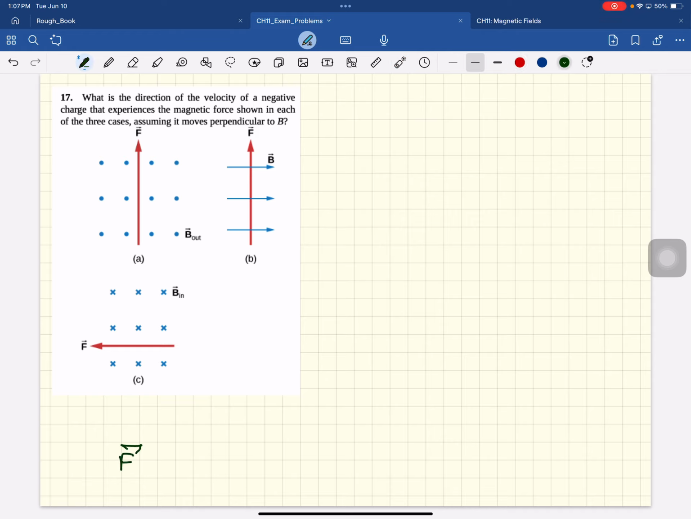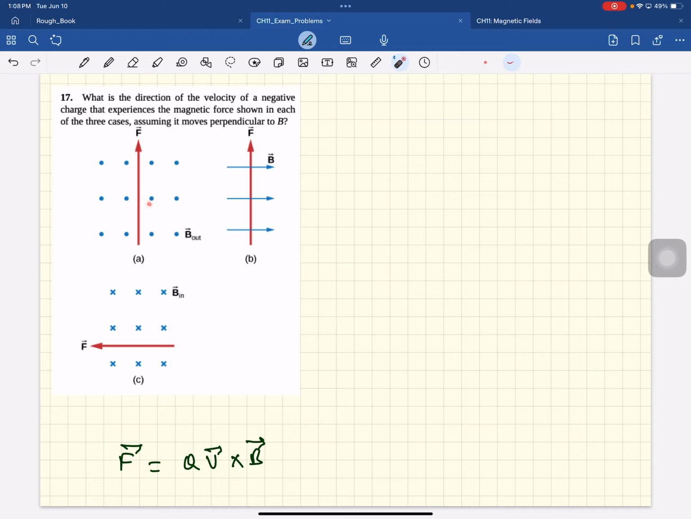The force on a charged particle is QV cross B. Now what I like to do is figure out the force for a positive charge, and then if the charge is negative, the force is in the opposite direction. And so you could do the following as well. Figure out the force on a positive charge, and if you want the force in the same direction, get the negative charge to move in the opposite direction.